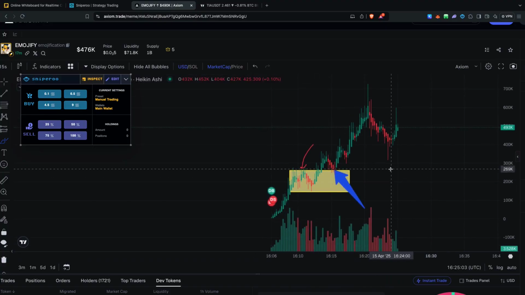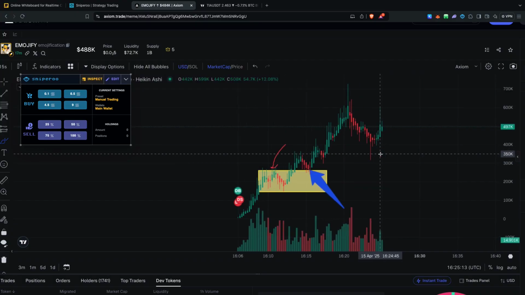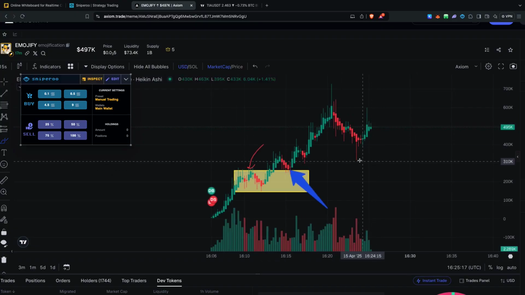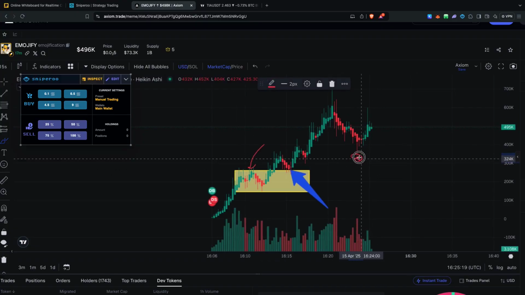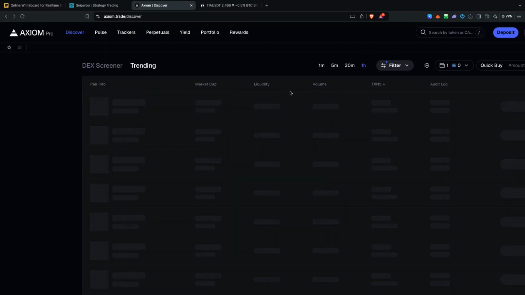But take a look at this. It still has got more juice. So it dropped down to 320 and it went close to 600. You'd have already made like 100% profit, or close to 100%. Your trailing stop loss would have been triggered. So even though you ended up buying right over here, you could have been stopped out and saved by Sniperoo by that particular retracement. Anyway, let's go back to the trending section.